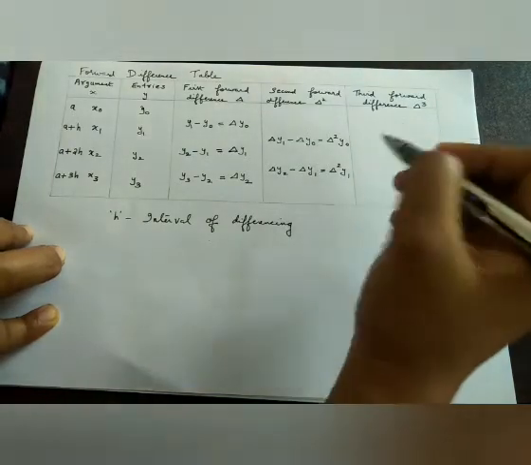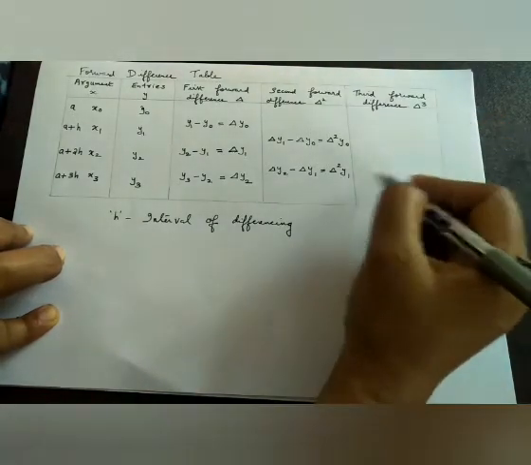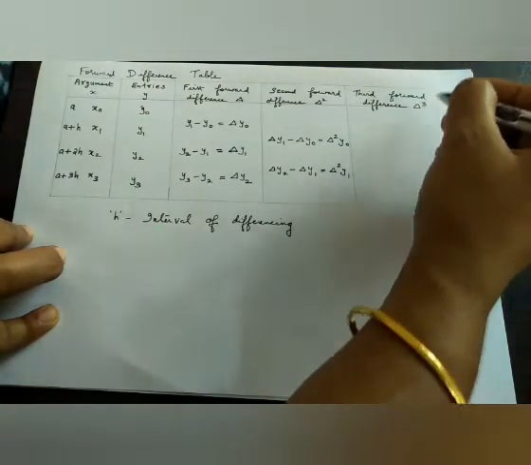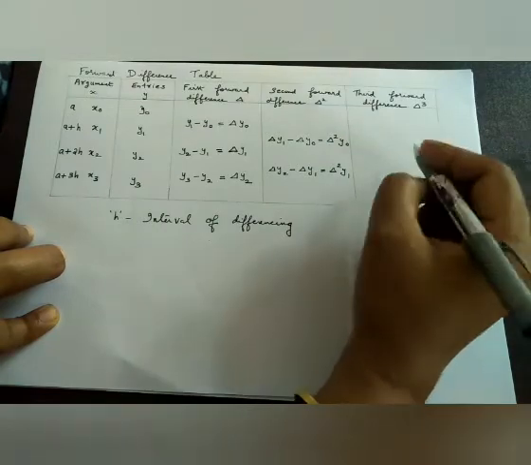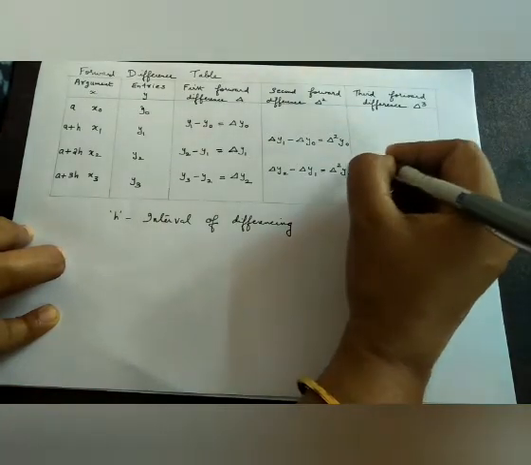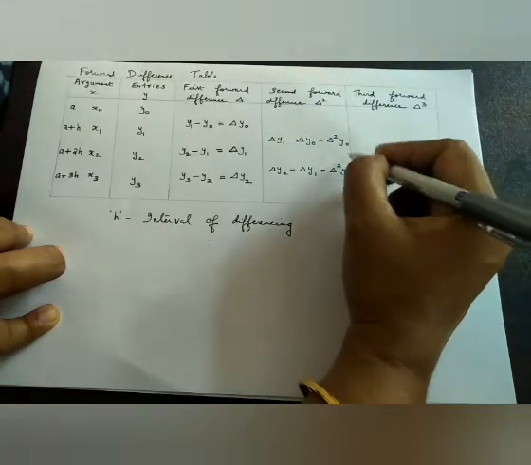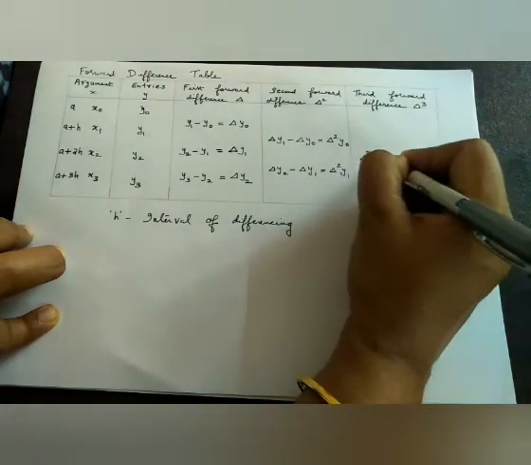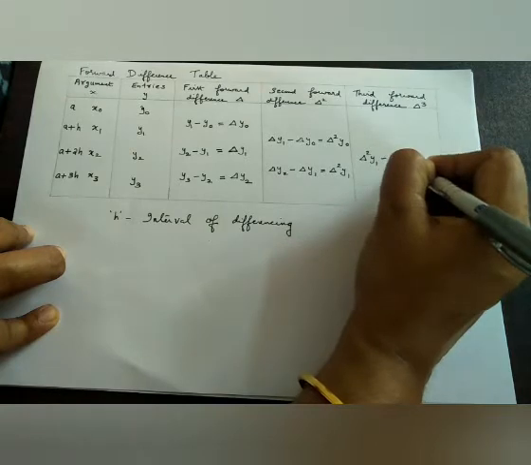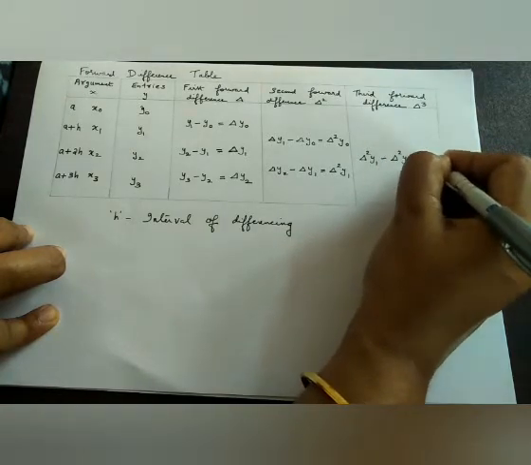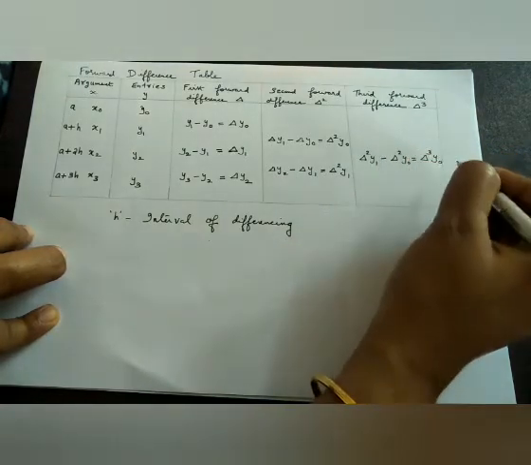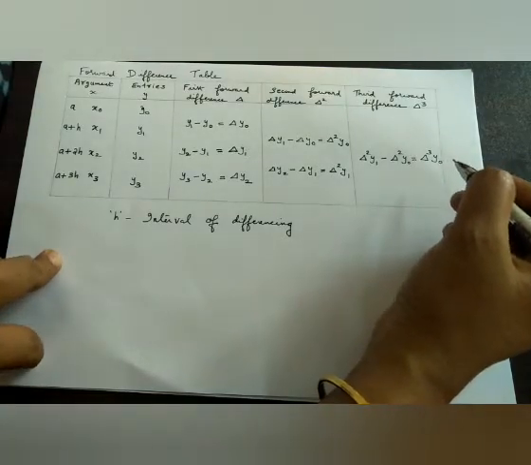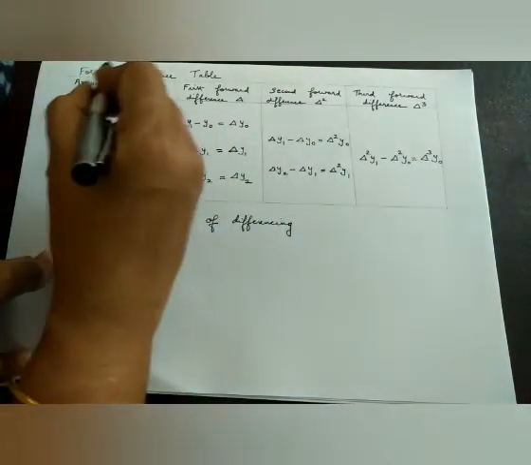Now I am going to the third forward difference operator, delta cube. For that I will take the differences of the second forward differences. This delta square y1 minus delta square y0 is equal to delta cube y0. These are the forward differences, and this table is called the forward difference table.